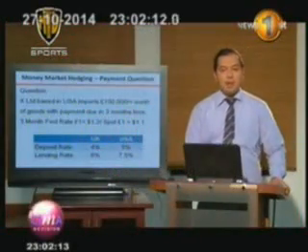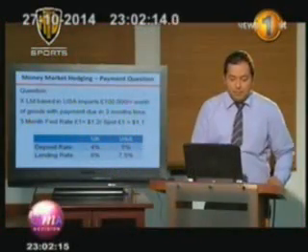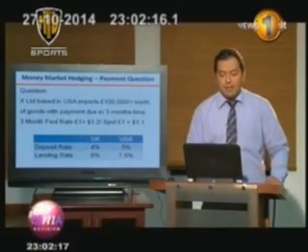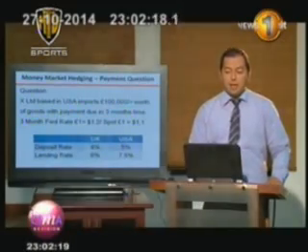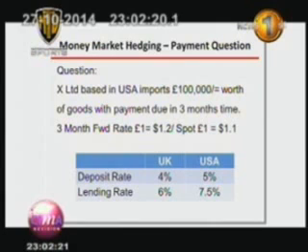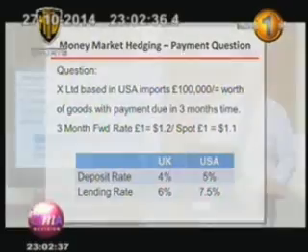If you look at money market hedging, let's look at an example. You have X Limited based in the USA who is importing 100,000 pounds worth of goods with payment due in 3 months' time, and they've given you some information here. They've given you the 3-month pound dollar forward rate, they've given you the spot rate for the pound and the dollar, and they've given you deposit rates and lending rates in the UK and the USA.